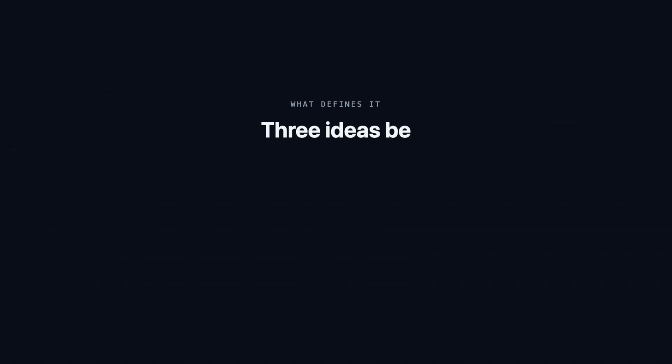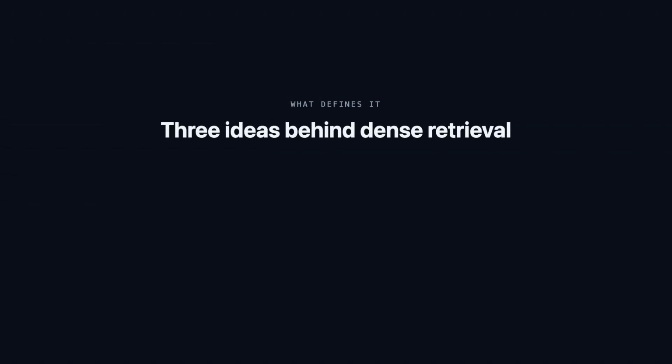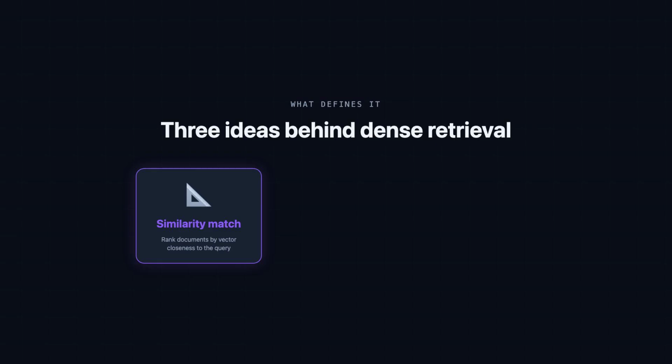Strip it down, and 3 ideas define dense retrieval. It encodes both queries and documents into embeddings and matches them by similarity. A learned encoder, usually trained as a biencoder with contrastive learning, places related pairs near each other in vector space, so nearness reliably means relevance.